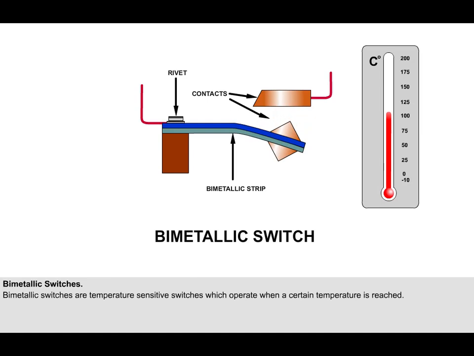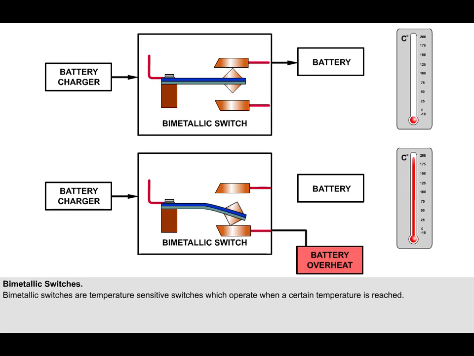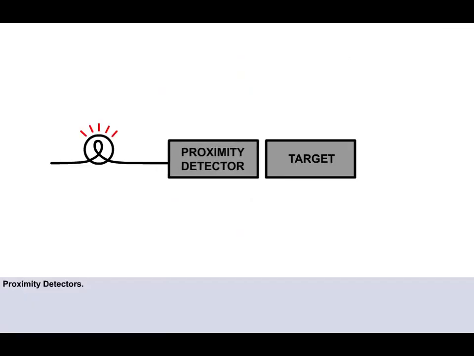When the switch is heated, the 2 metals will expand by different amounts, and the bimetallic strip will bend. This causes the contacts to open, breaking the electrical circuit. Bimetallic switches are often used in battery charging circuits. The switch is placed in close proximity to the battery to monitor its temperature. Should the battery temperature become excessive, the switch will operate to shut off the charging current and put on a warning light.